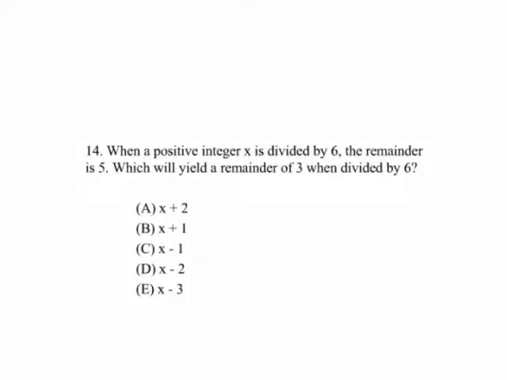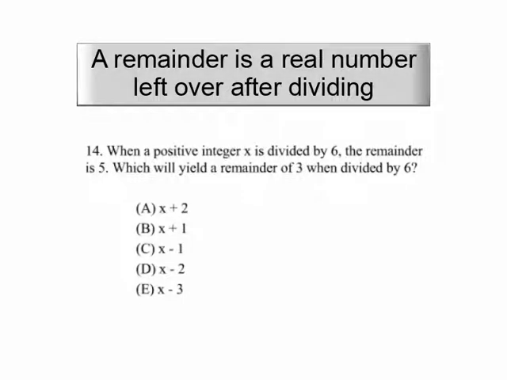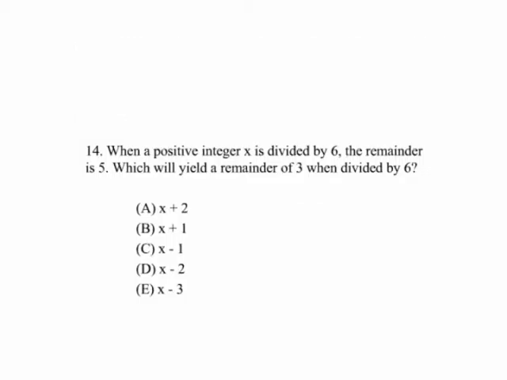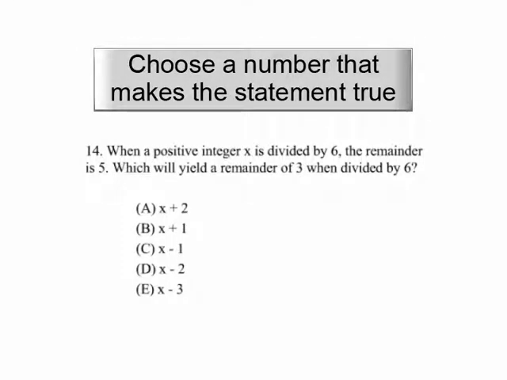A remainder problem is a problem where they're asking you if you realize that you know what a remainder is. A remainder is a real number that's left over after you divide one number by another. It's a real number. In this case, when x is divided by 6, the remainder is 5. What will yield a remainder of 3 when divided by 6? When we look at this, you want to pick a number that makes it so. Pick a number that makes the problem work.